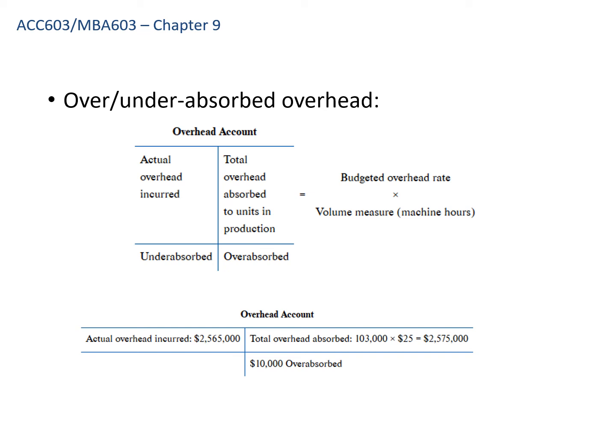The book has an example where the actual overhead incurred was $2,565,000. I applied based on $25 per machine hour and 103,000 machine hours. I applied $2,575,000. So I applied 10,000 more. I applied cost to my inventory that eventually led to cost of goods sold or remains in inventory to too great an extent. And again, it could happen because of the two reasons I mentioned a few minutes ago.